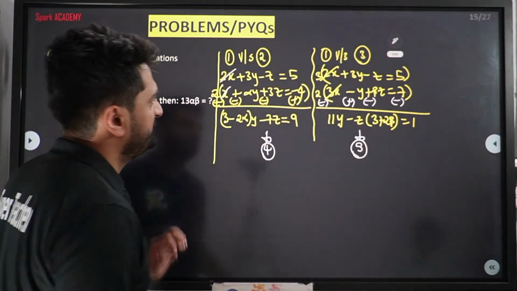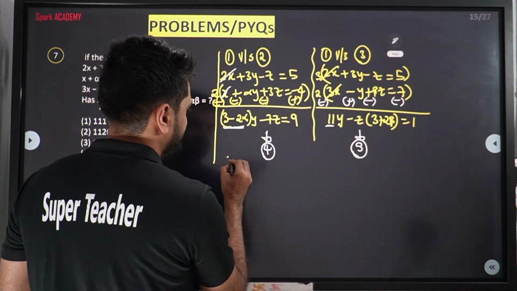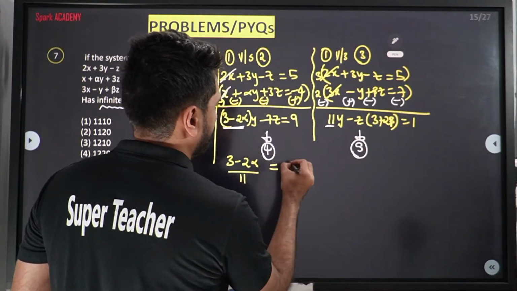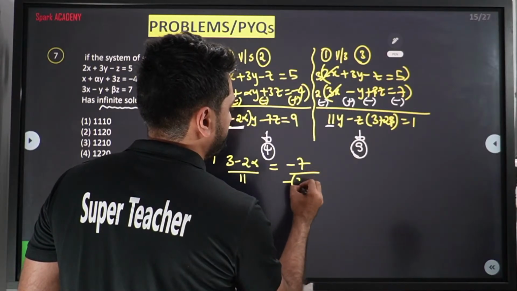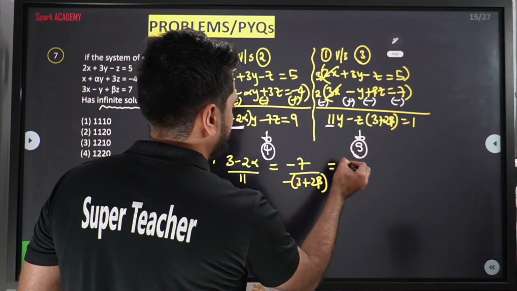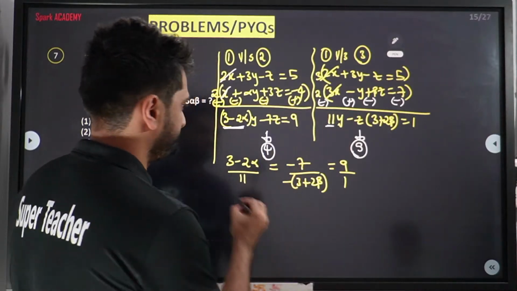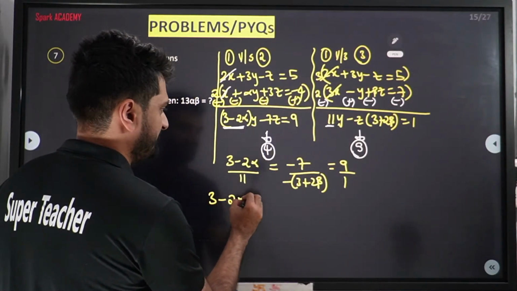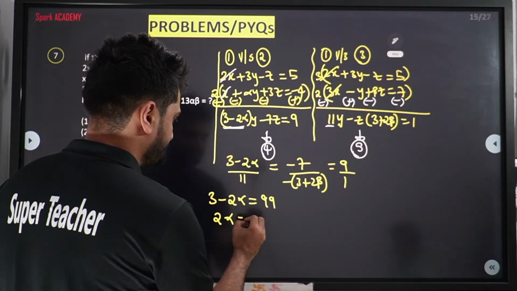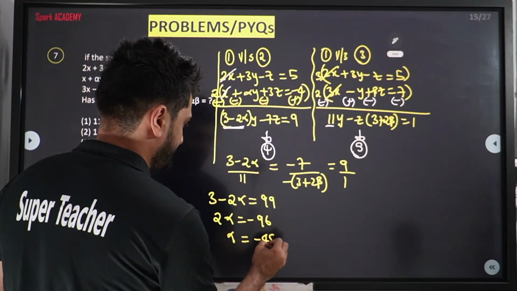Now what do infinite solutions mean? Divide these coefficients. 3 minus 2 alpha by 11, that is equal to minus 7 by minus of 3 plus 2 beta, that is equal to basically 9 by 1. So now we can equate the two. So we will get 3 minus 2 alpha equal to 99. 2 alpha equals minus 96, or alpha is equal to minus 48 I am getting.